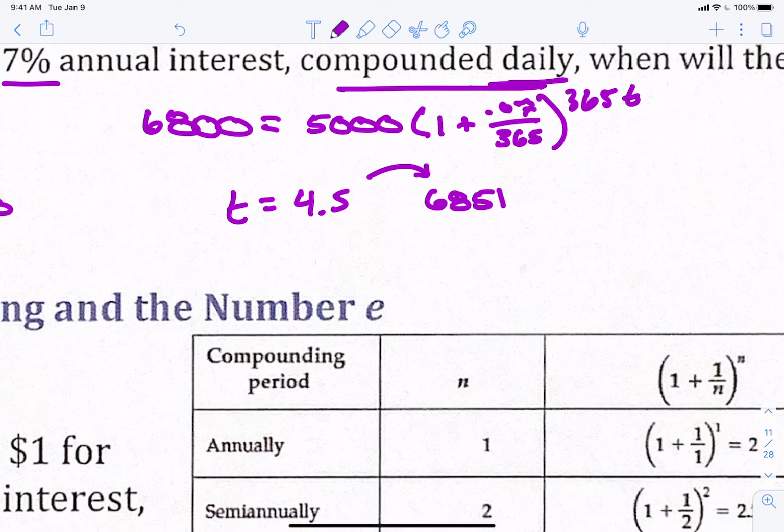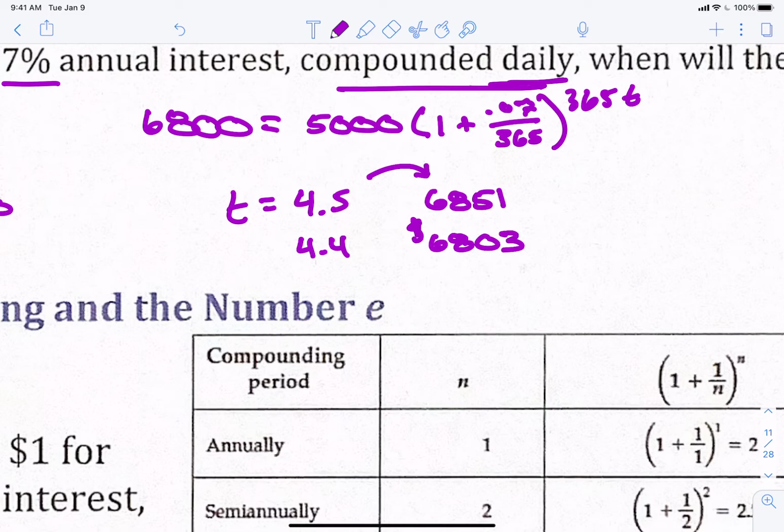Exactly, 6851, something like that. 4.4 is 6803. So we're getting pretty close there. Do we want to try to get closer? We could say 4.4 if we want to. We could keep going.